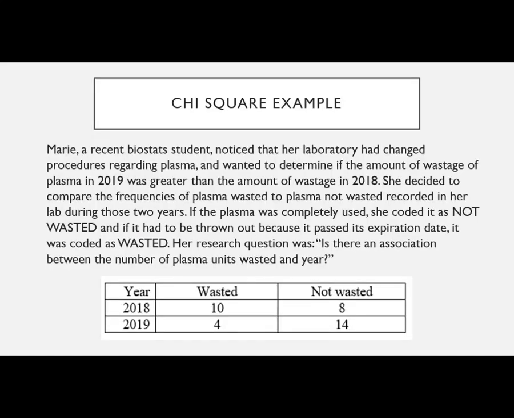Okay, I want to take you quickly through a couple of examples. So Marie, a recent biostats student, noticed that her laboratory had changed procedures regarding plasma and wanted to determine if the amount of wastage of plasma in 2019 was greater than the amount of wastage in 2018. She decided to compare the frequencies of plasma wasted to plasma not wasted recorded in her lab during those 2 years. If the plasma was completely used, she coded it as not wasted, and if it had to be thrown out because it passed its expiration date, it was coded as wasted. Her research question was, is there an association between the number of plasma units wasted and year?